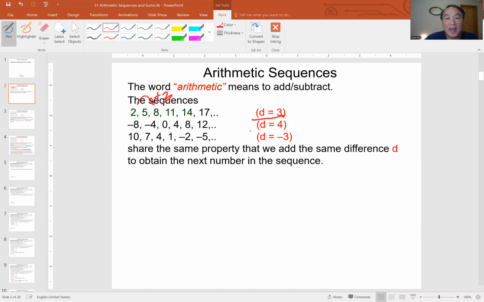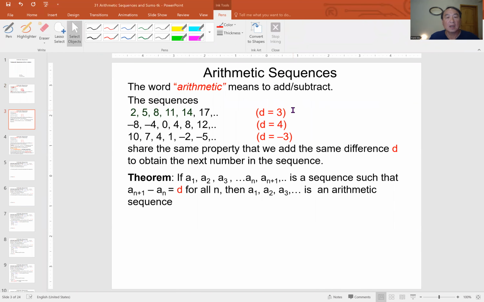And in the next one we add 4 each time. And in this one we add -3, or subtract 3, each time. So these evenly spaced sequences are arithmetic. And so a sequence is arithmetic if the difference between two consecutive terms is the same number D.